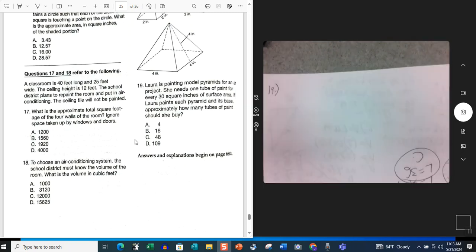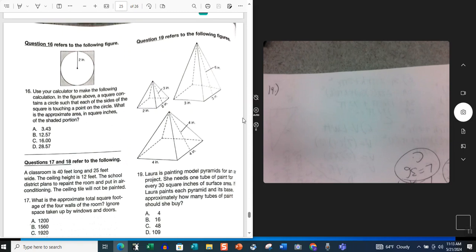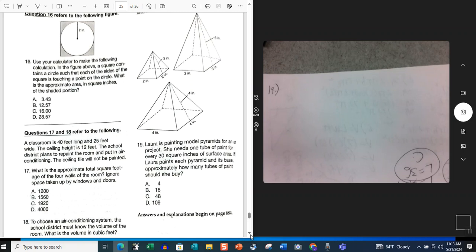Now, 19 is a little lengthy, but I know we can do it. It says question 19 refers to the following figures. We have these 3 figures here. It says Laura is painting model pyramids for an art project. She needs 1 tube of paint for every 30 square inches of surface area. If Laura paints each pyramid and its base approximately, how many tubes of paint should she buy?